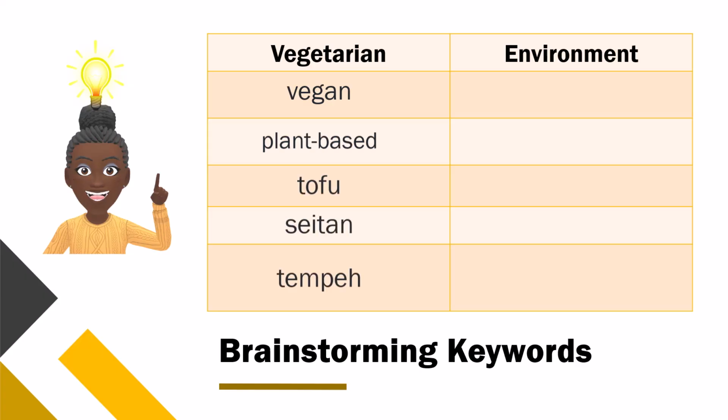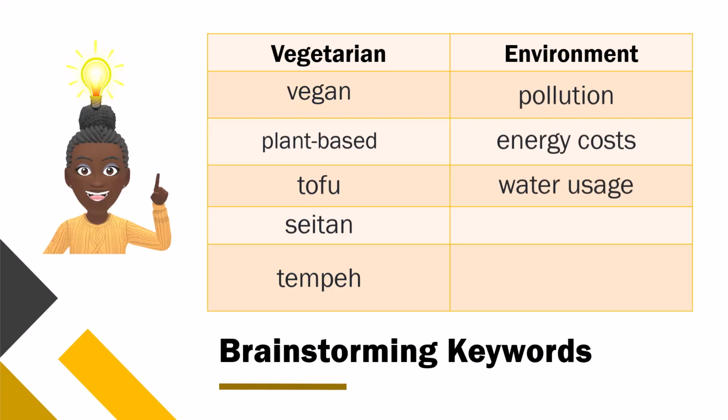Her second main concept is the environment. For this concept, Harriet could try looking for possible environmental effects of vegetarian diets, such as pollution, energy cost, water usage, or related ideas like carbon emissions or carbon footprints.